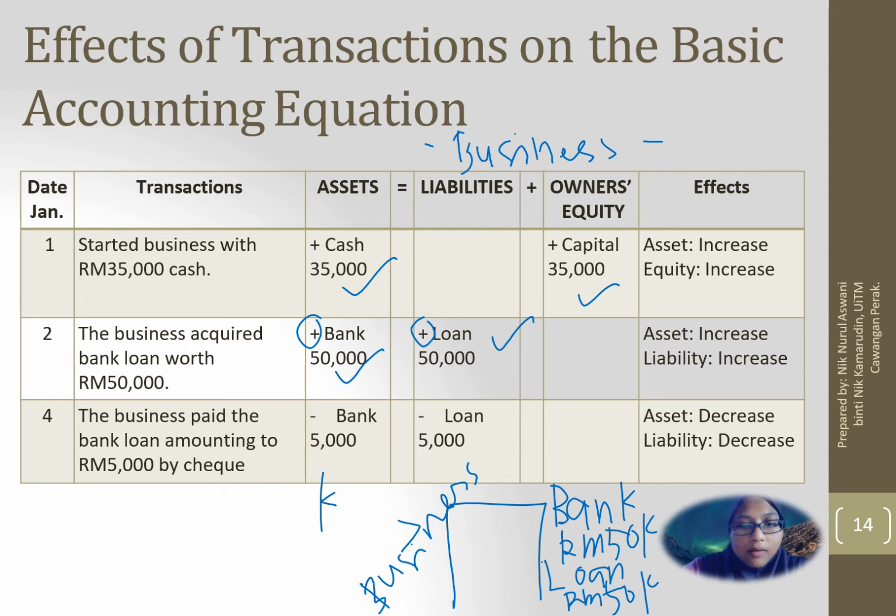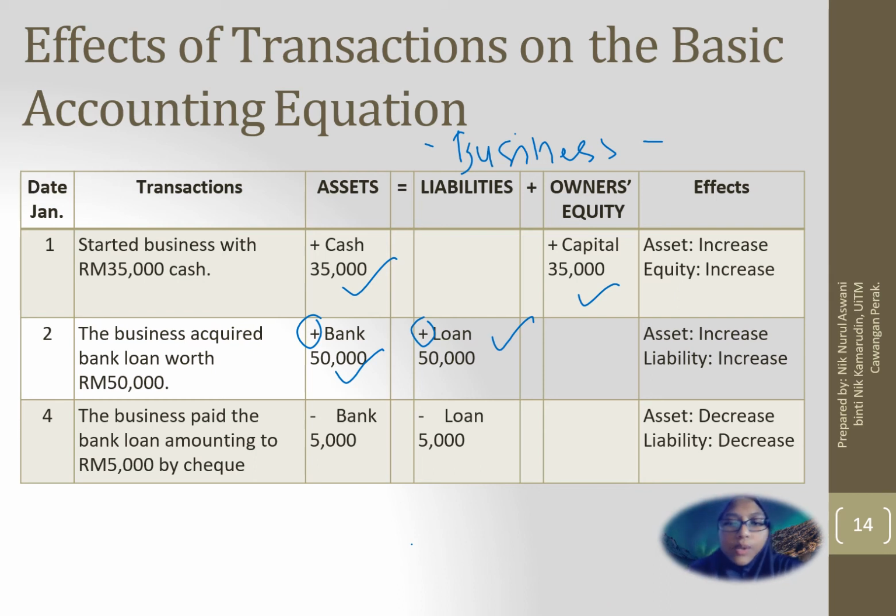The business paid the bank loan amounting to RM 5,000 by check. After a while, the business needs to repay the amount of money that they owe to the bank. So they need to pay RM 5,000, and they are paying by check. What happened to your cash at bank? What happened to your asset? Your asset will reduce by 5,000.